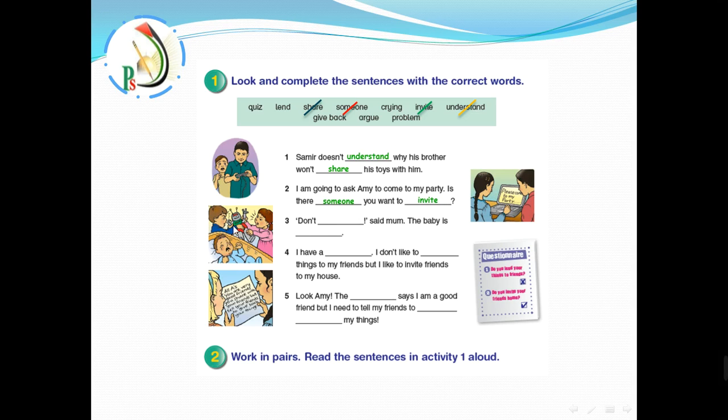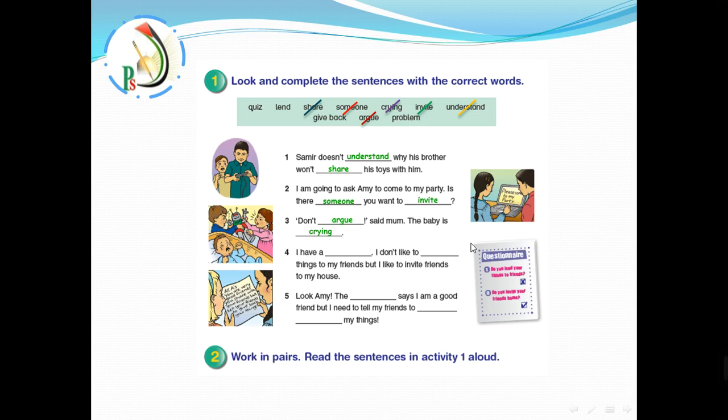Number 3, we have here 2 children and we have a baby who was crying. Don't space, said Mom. The baby is space. Don't argue, said Mom. The baby is crying, so don't argue.